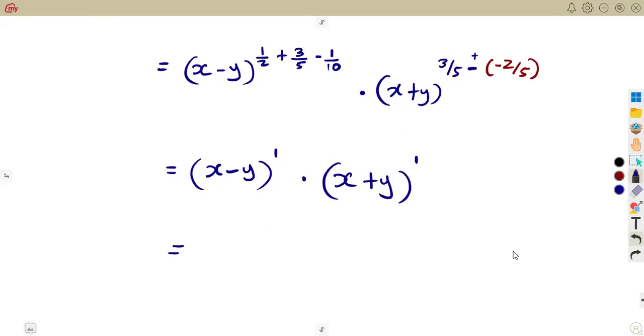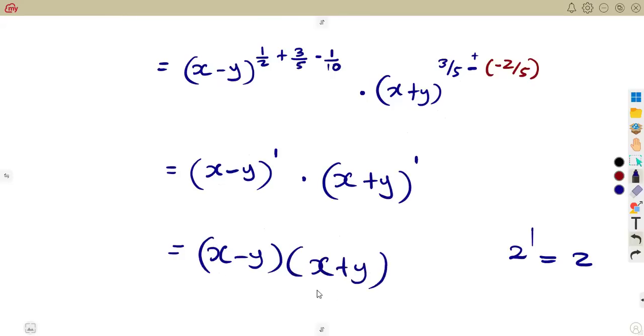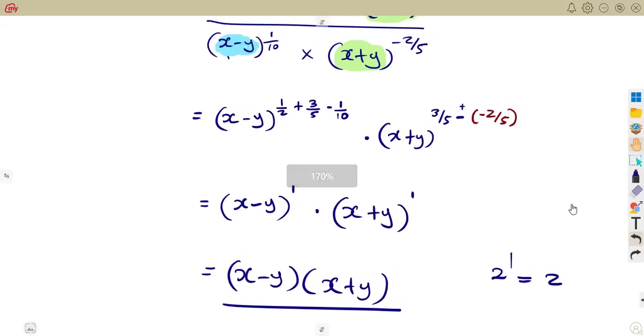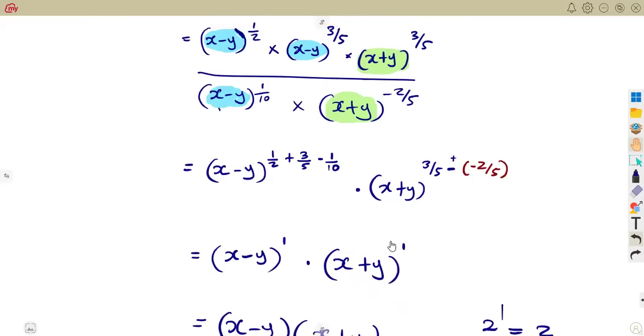Remember, any number to the exponent of 1 remains as it is. So when you raise to the exponent of 1, there is no effect. These two brackets will just remain as they are. There's no effect for expansion or for raising a number to the exponent of 1. There's no effect at all. So this is what you have at the end. The difference of two squares there that we see.